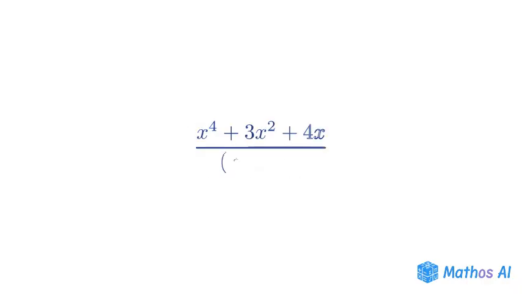And there you have it. The derivative of x cubed minus 2 over x squared plus 1 is x to the fourth plus 3x squared plus 4x, all over x squared plus 1 squared.